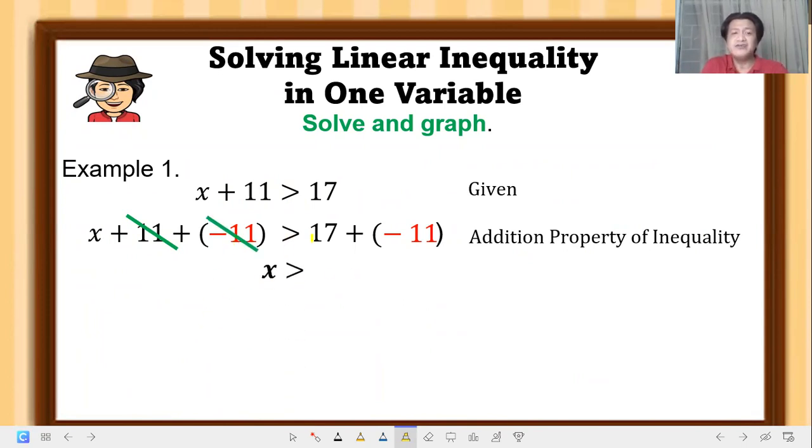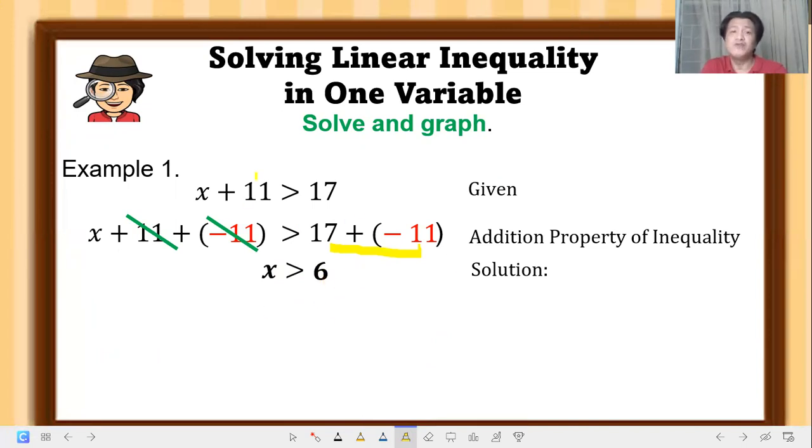Okay? X is greater than, isimplify mo itong 17 plus negative 11, that will be 6 na lang yan. Ibig sabihin yan, ang solution natin ngayon is x is greater than 6. Paano kung malalaman yung value ng x natin? Kung sa linear equation, isa lang po yung value ng x doon, no? Dito naman, marami. Infinite po kasi ang value natin or the solution set. Okay, ibig sabihin, lahat ng value ng x dyan ay yung mas mataas sa 6. Ano-ano yun? Mga 7, 8, 9, 10, and so on and so forth.